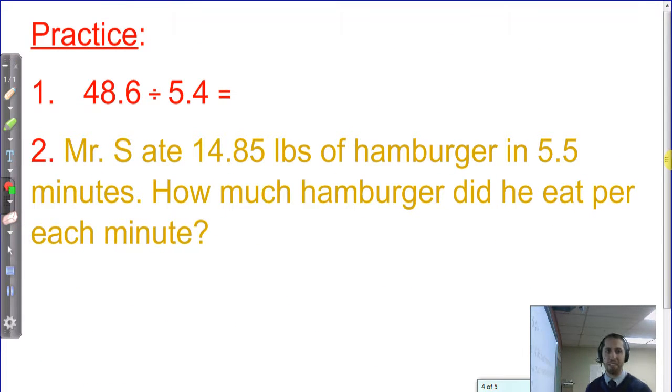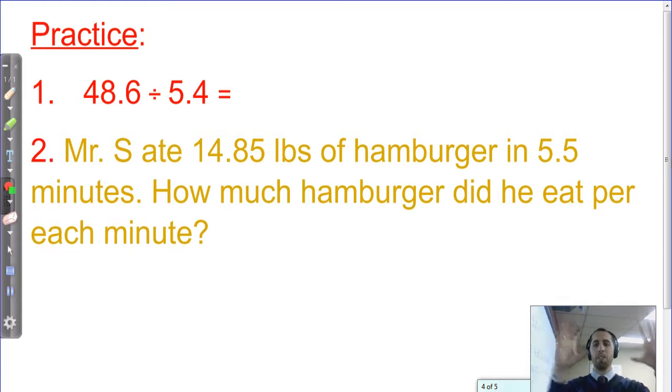Practice problems I'm leaving you with. You're going to have to take notes on that second one. But the first one is 48 and 6/10 divided by 5 and 4/10. So show me your swoop-in. Show me an answer. Number 2, Mr. S ate 14 and 8/500 pounds, LBS is pounds of hamburger, in 5 and 5/10 minutes. That's 5.5 minutes. How much hamburger did he eat each minute?